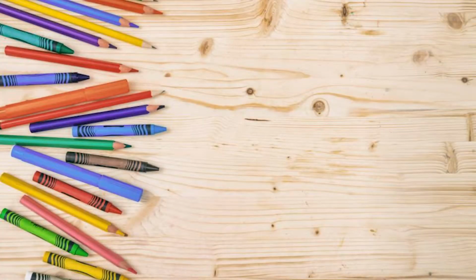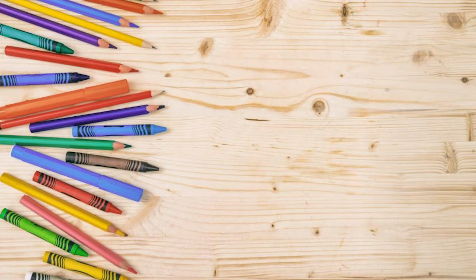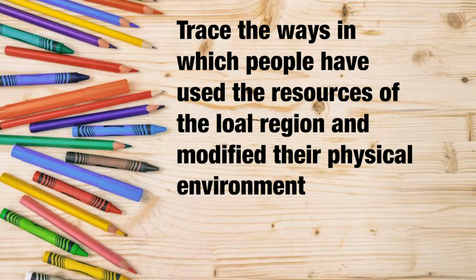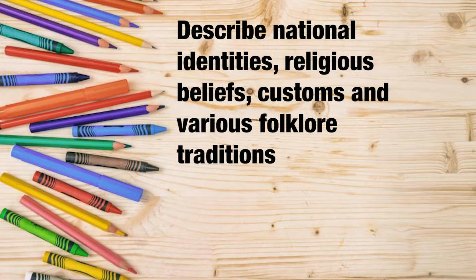close to us. So let's take a look at some of the standards we're going to be covering, and then we'll jump into our lesson. Some of the standards we're going to be covering today include these from History and Social Science. We're going to trace the ways in which people have used the resources of the local region and modified their physical environment. We're also going to describe national identities, religious beliefs, customs, and various folklore traditions.